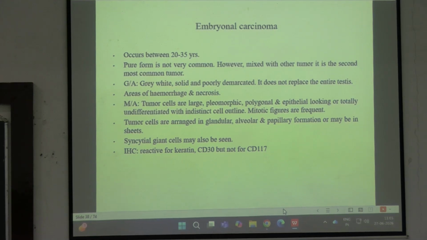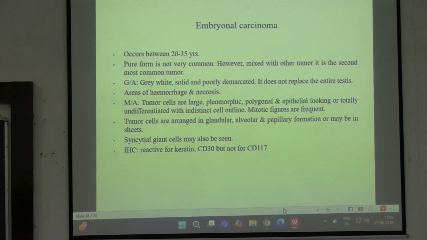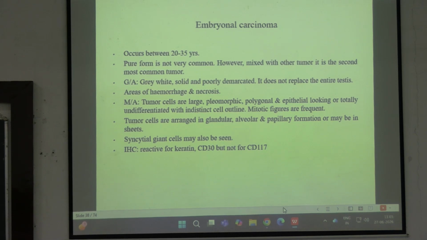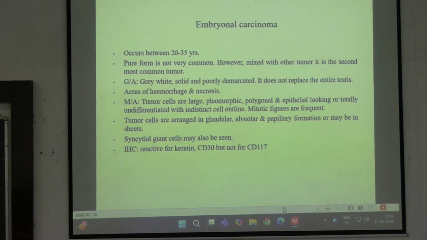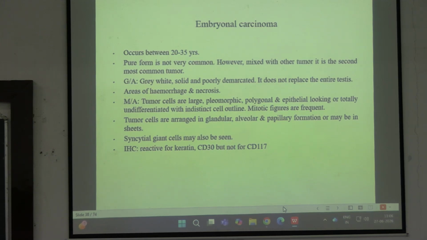Like glands, right? Glandular arrangement. And alveolar, can you make out from the word itself? Like what? Respiratory alveoli. And papillae, you know already what it is. Sometimes giant cells can be present. This is positive for cytokeratin. Just remember cytokeratin CD10, and negative for CD117, c-KIT. Which was positive for CD117? Seminoma.